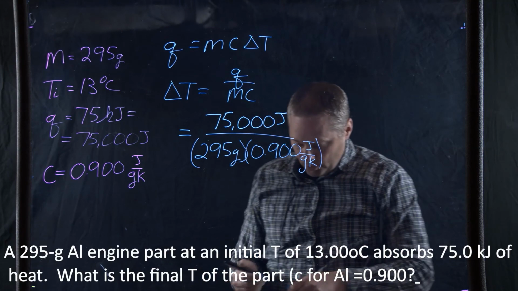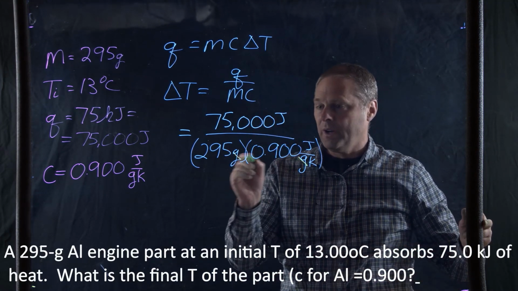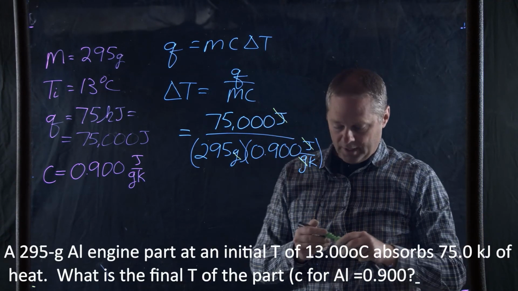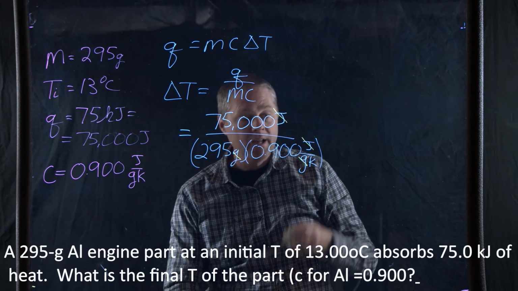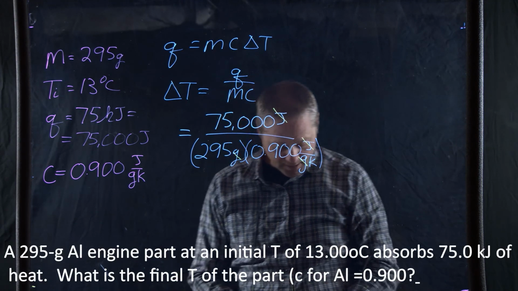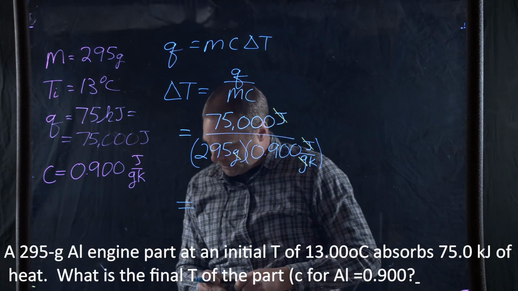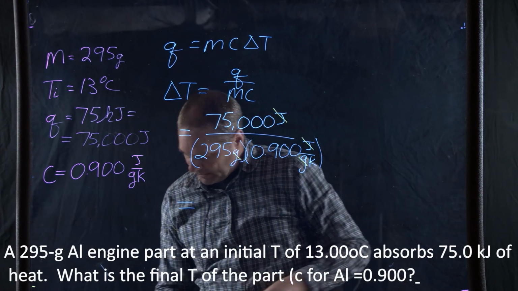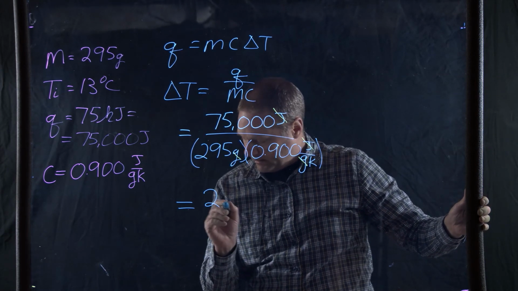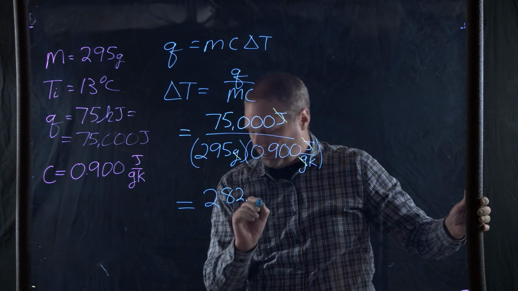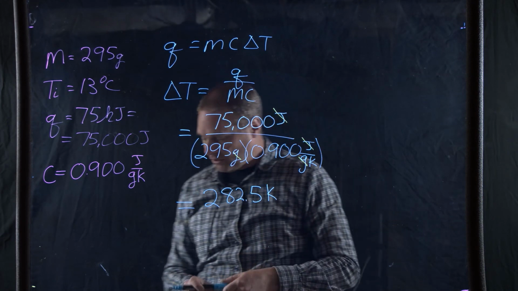Now, if we watch what's going to happen to these units, the grams cancel, joules cancel, joules cancel. And what we have is 1 over an inverse, such that the units of this are going to be in kelvins. So if we do this arithmetic real quick, we'll find out that delta T is 282.5 Kelvin. That's our change in temperature.